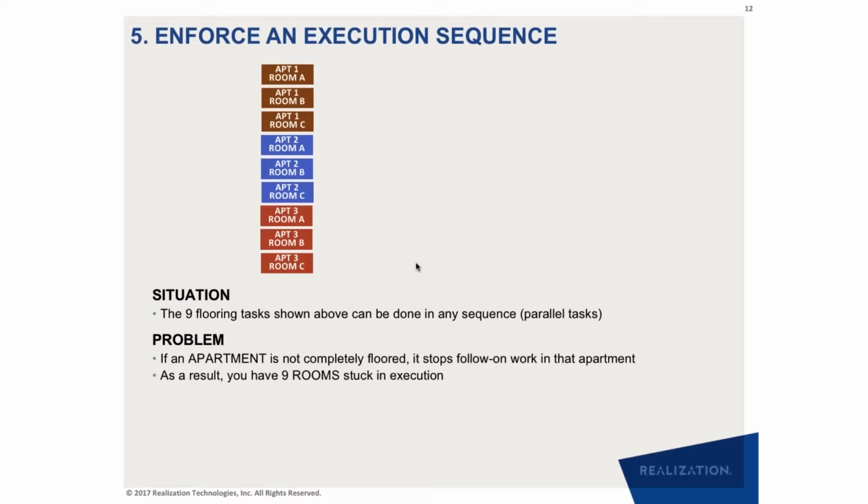Okay, another interesting example is enforcing an execution sequence. So imagine that you are building 3 rooms. This is the house you are building, and there are 3 apartments, and in each apartment there are 3 rooms. So a total of 9 rooms you have to build. Let's say they're all on the ground floor. So it's not that apartment 1 is above apartment 2 and apartment 2 is above apartment 3. All the 3 apartments are on the ground floor. So literally, I could go and work in room A, and then in room B on apartment 2, then in room A of apartment 3. So I could follow any sequence I want.